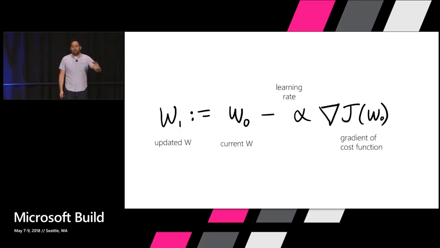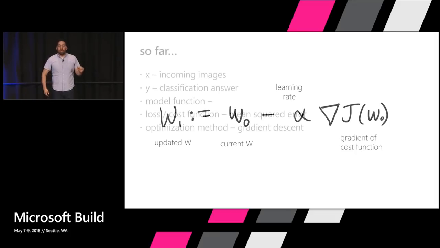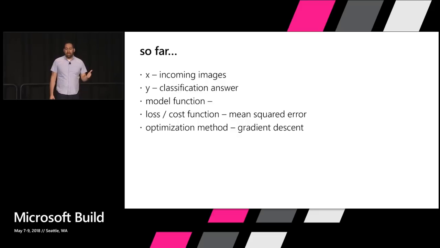Even if you don't understand everything that's going on, you do understand this: X is incoming, Y is the answer. The model function involves a bunch of W's and B's, and you have to feed it a lot of examples with the right answer, and it will iterate over and over again until it finds the right W's and B's with a loss or cost function. In this case, it was mean squared error. There are others that Chris will use. And then the optimization uses gradient descent. If you don't take anything else away from this, you've just learned that AI is a bunch of numbers in a network. That's all it is. There's nothing else to it.